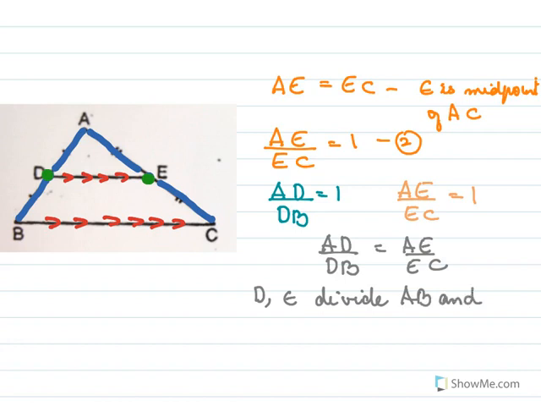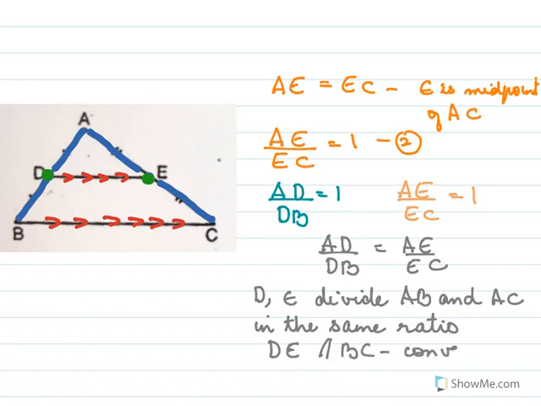So now I say D and E divide AB and AC in the same ratio. So DE is parallel to BC by converse of BPT.